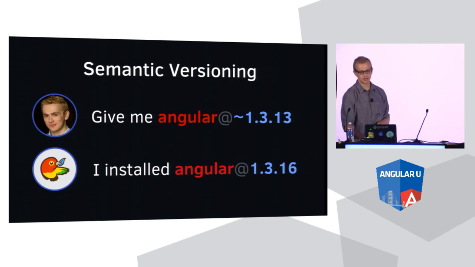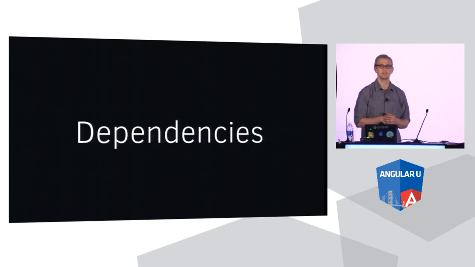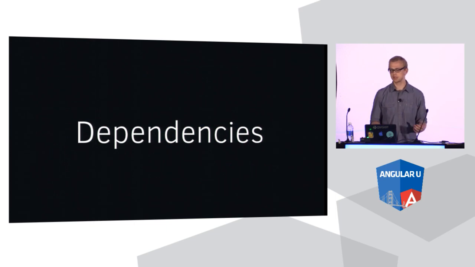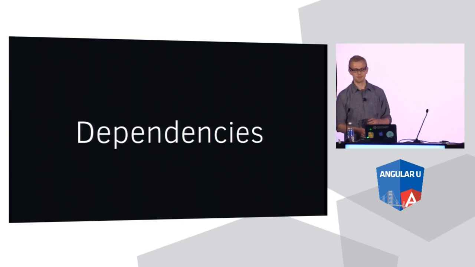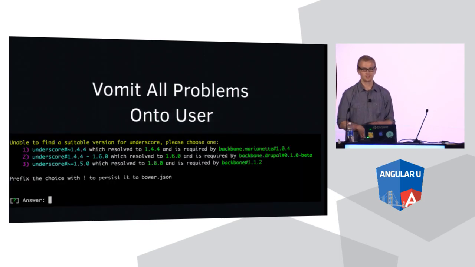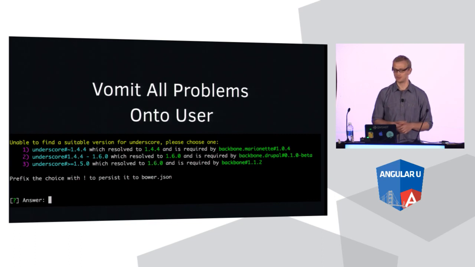But then we get into the other feature, dependencies. And this is where things get quite a bit trickier. Bower will handle dependencies for us, so our packages can say that they have dependencies of their own. And then you get into the classic Bower problem, and that's that there's really only one mode in Bower, and it's vomit all problems onto the user, onto the developer.